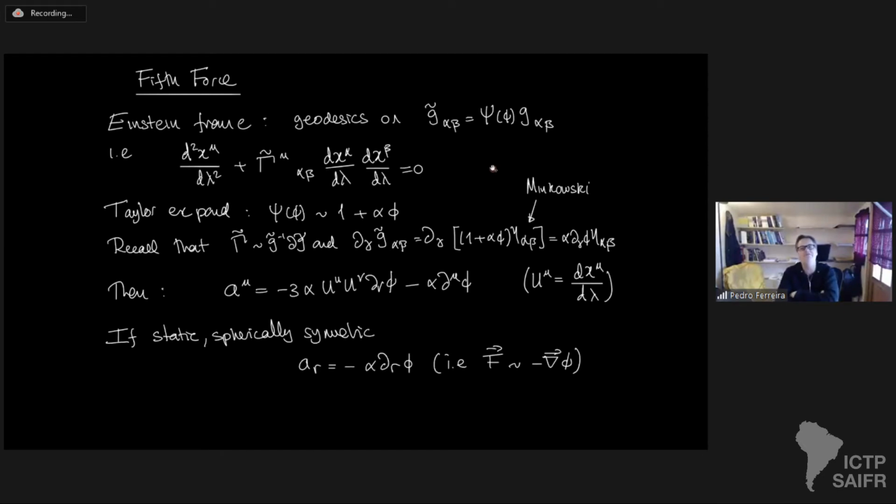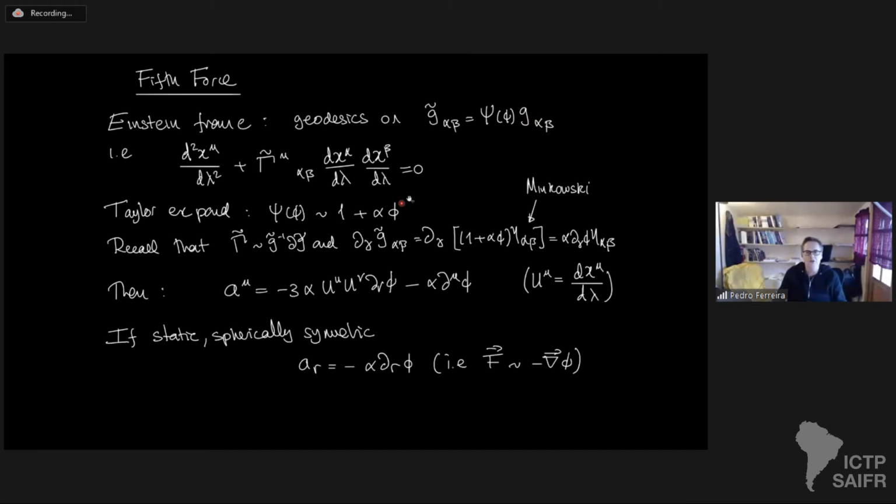How does a fifth force come into all this? I'm just going to remind you of this calculation that I went over yesterday. We know what the geodesic equation of a particle is in a metric g. Now imagine the metric that it's been coupled to. Remember when we did that transformation and moved into the Einstein frame, that metric was a product of this conformal term times the original metric.